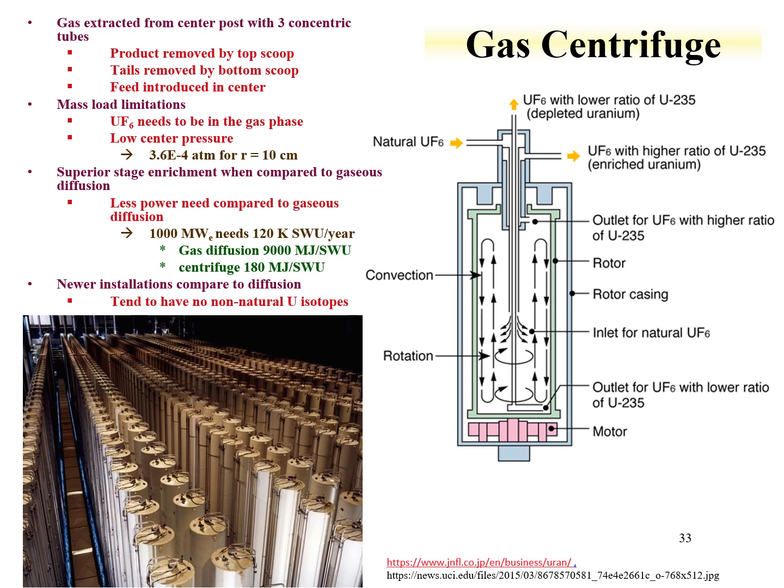And here's an example of a cascade system of gas centrifuges, where we would take the gas, feed it into the center, remove the light and the heavy fraction, then feed that into the next centrifuge.